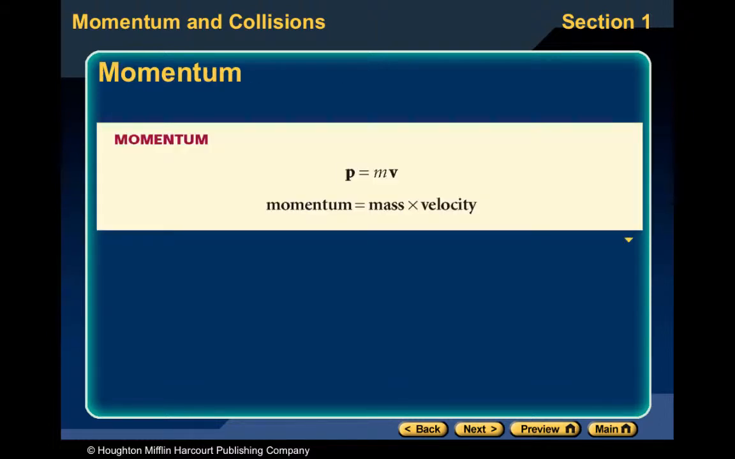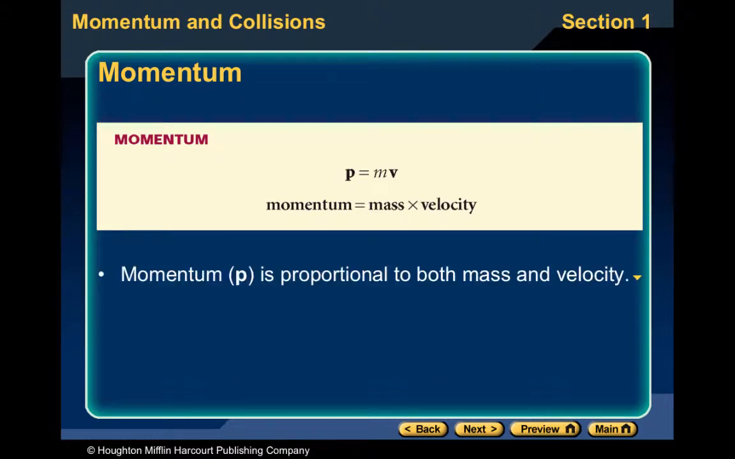Momentum is symbolized by the letter, it's actually a Greek letter rho. It looks kind of like a P, but rho is equal to mass times velocity. Momentum is mass times velocity, so it's proportional to both the mass and the velocity. It is a vector, since we're using velocity. And if you remember, vectors have both magnitude and direction. And the SI units are kilogram times meters per second.